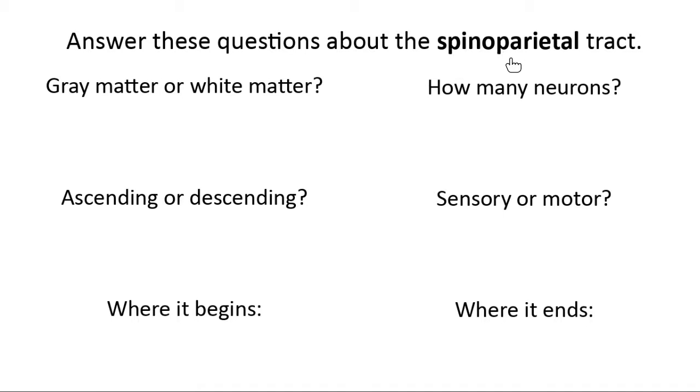First thing for us to remind ourselves, when we talk about tracts in general, are tracts something we find in the gray matter or the white matter of the spinal cord? Where do I find tracts? Yeah, tracts are always found in the white matter of the spinal cord. Remember that the white matter has a lot of myelin, and myelin makes messages go quickly. The job of a tract is to send a message quickly, send it up or send it down really fast. So we always find tracts in the white matter of the spinal cord.